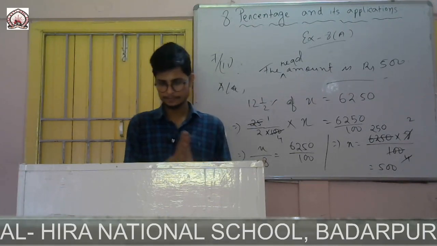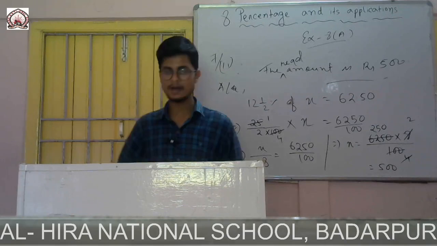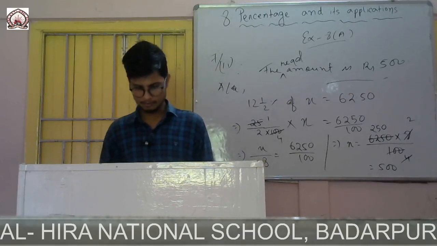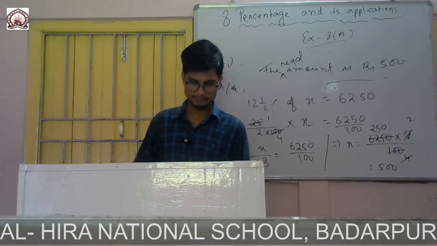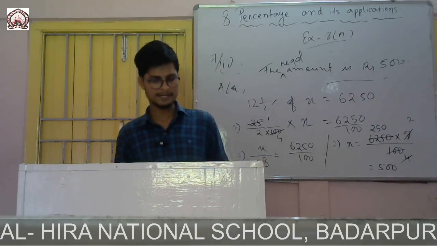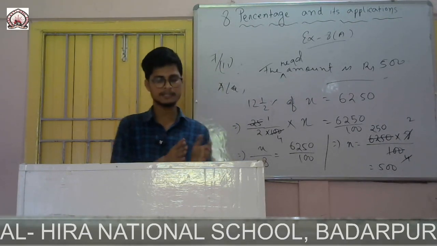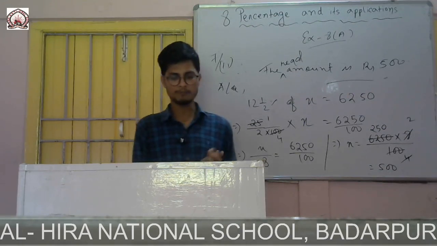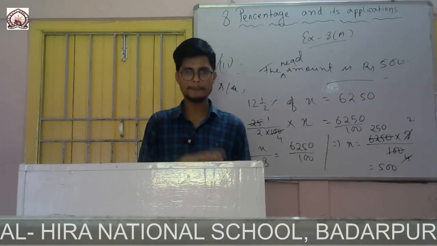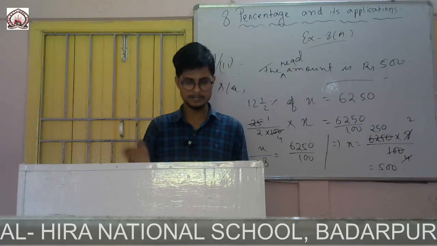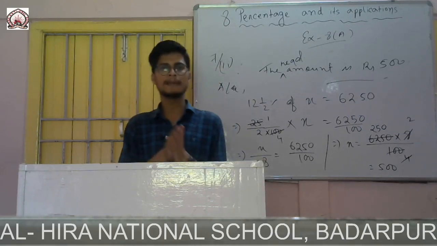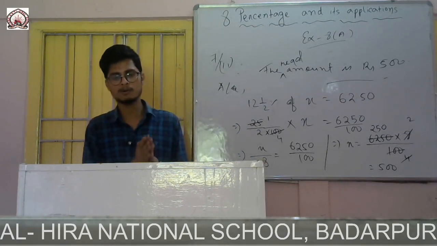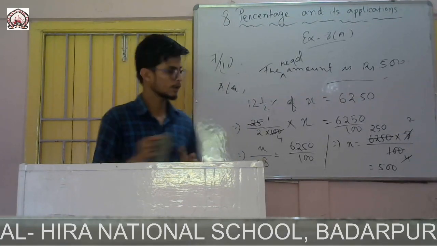Question number 8. There are 4,200 people at a concert and 1,400 of them were female. So what percentage were male? First of all, there are 1,400 female. That means if I subtract 1,400 from the total, I will get the number of male people, and then I can easily convert it into a percentage.